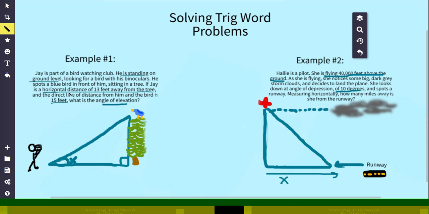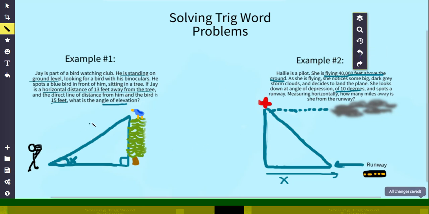Okay, so I've underlined the most important parts here. So it says he's standing on ground level. That is important because that will determine our angle of elevation. So he is standing on ground level here. So this is just ground level, this bottom leg of our right triangle.